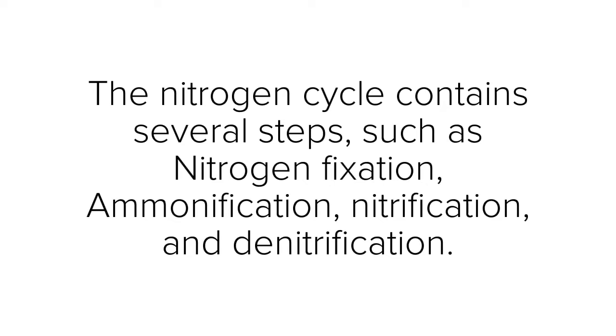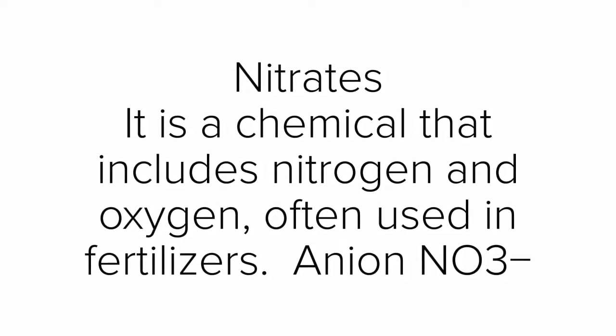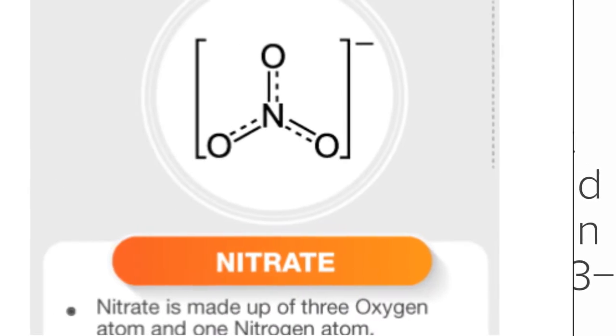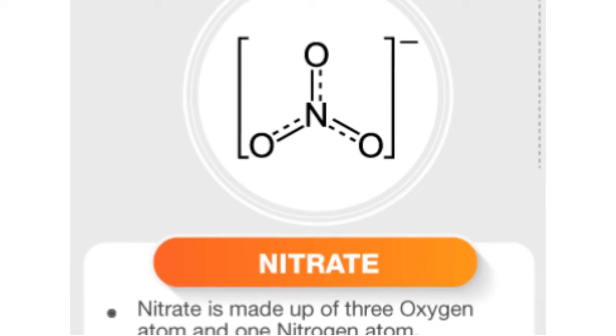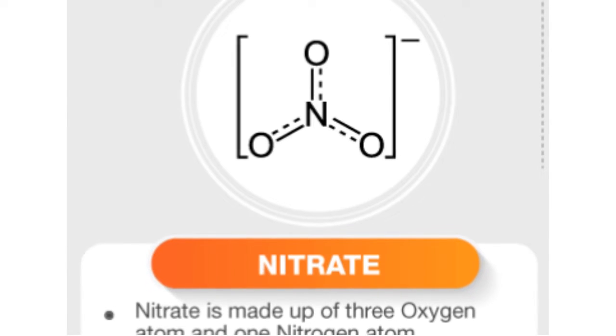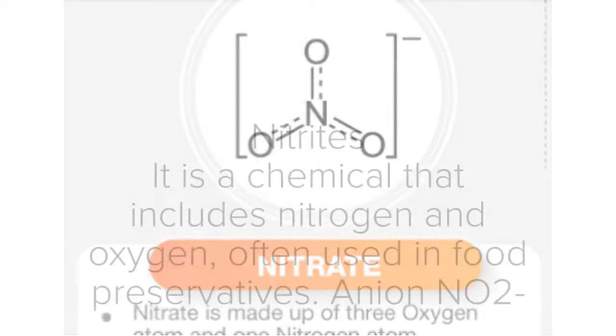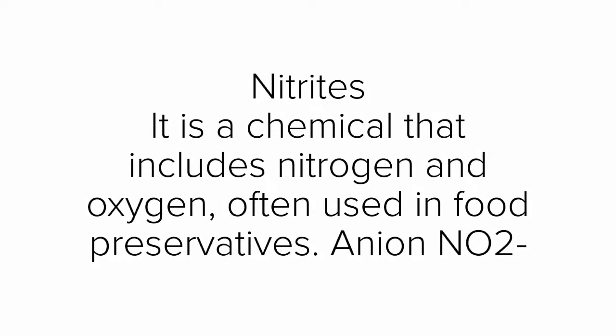To get to know about the nitrogen cycle, we must first know about nitrogen fixation, ammonification, nitrification, and denitrification. First, let us know what nitrates are. A nitrate is a chemical that includes nitrogen and oxygen, often used in fertilizers. A nitrate is an anion, NO3−. A nitrate is made up of three oxygen atoms and one nitrogen atom.